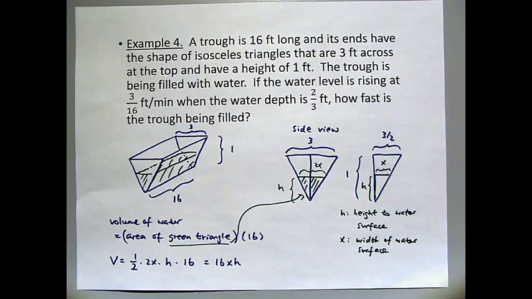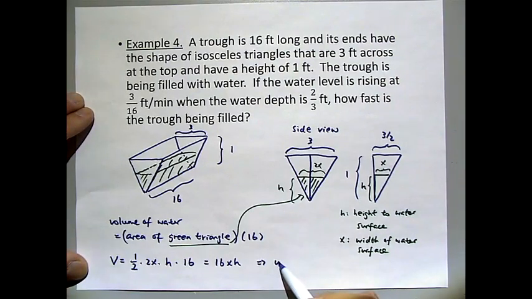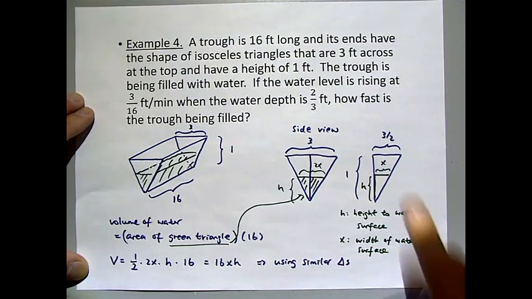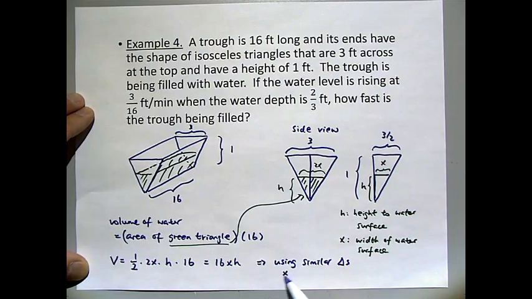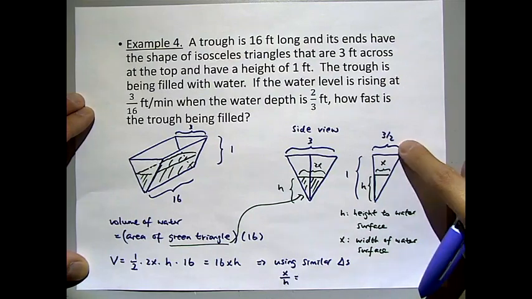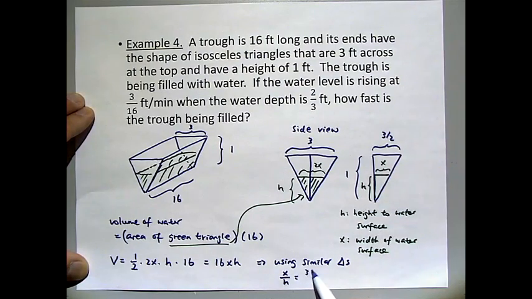Oh, by the way, eventually we're going to have to relate x and h. We've done this last time. By similar triangles, we can actually relate x and h. Similar triangles, we know x over h is going to be 3/2 over 1. Right? So that means x is equal to 3/2 h.